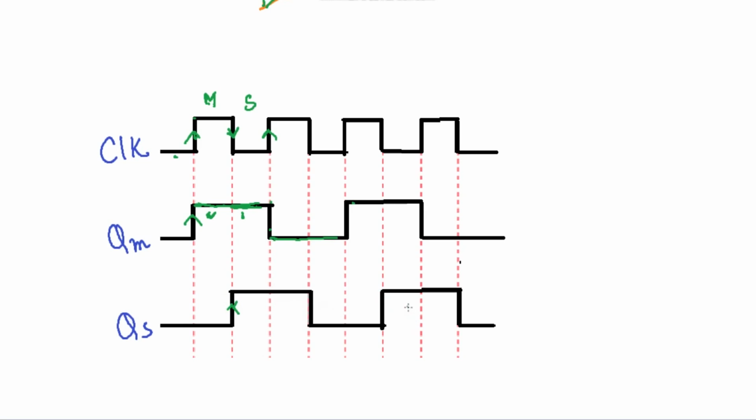This is happening because we have used the inverter. That's why the positive edge will work for the master and the negative edge will work for the slave. So I hope you are understanding this master-slave JK flip-flop.